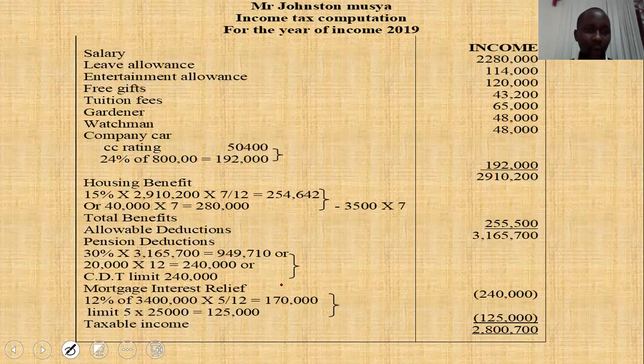Salary, remember it was 190, we multiplied this salary by 12, 190 times 12. Leave allowance, it was 5% of this 2,280, you get 114. Entertainment allowance is 10,000 per month, so it gives you this 120 that you are seeing. Next is this free gift. It was 3,600.